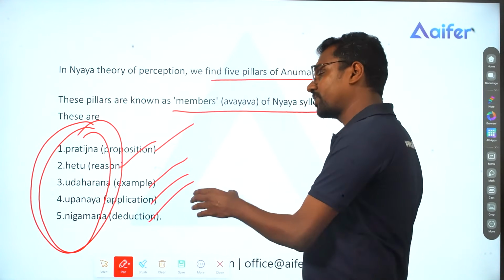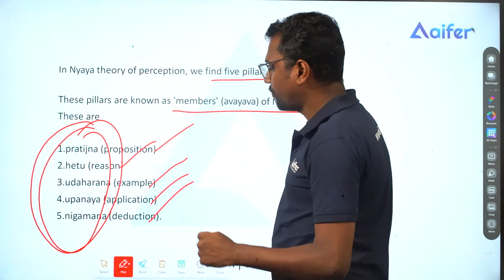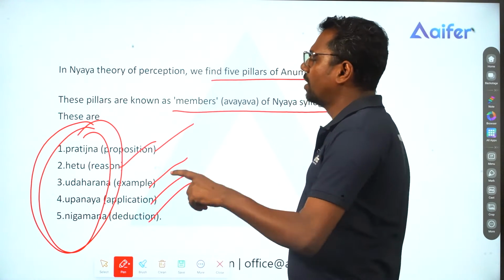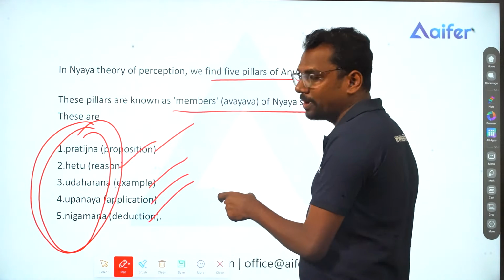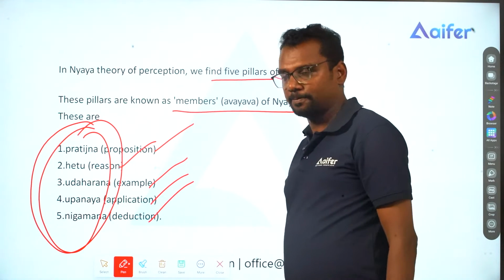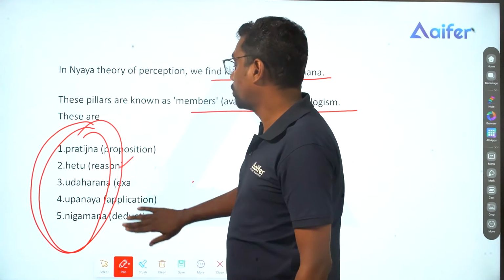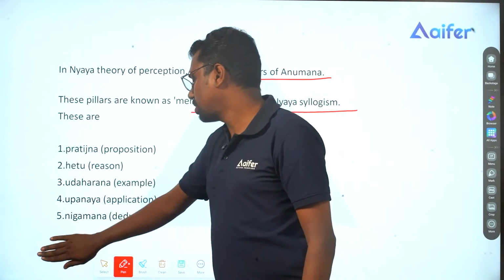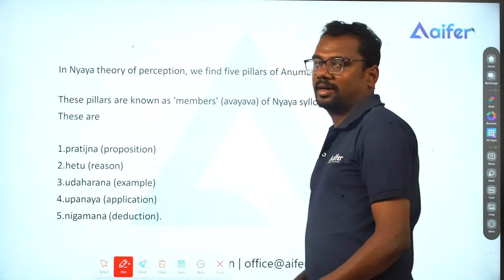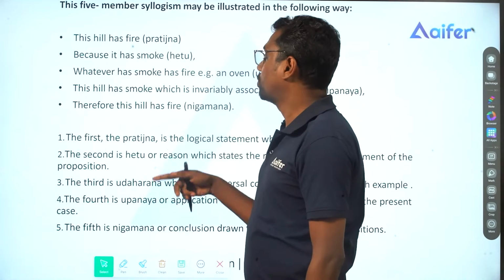They have asked a lot of questions regarding just the order here. So we have Pratigna, Hetu, Udaharana, Upanaya, Nigamana. That's the order. Make sure you know the English terms also, which are proposition, reason, example, application, and deduction.